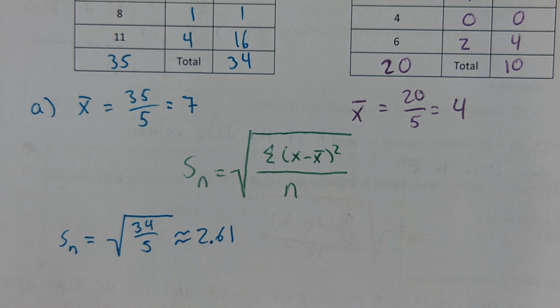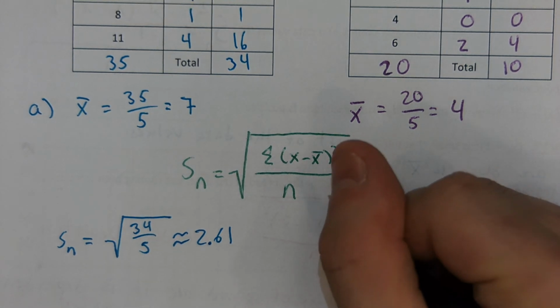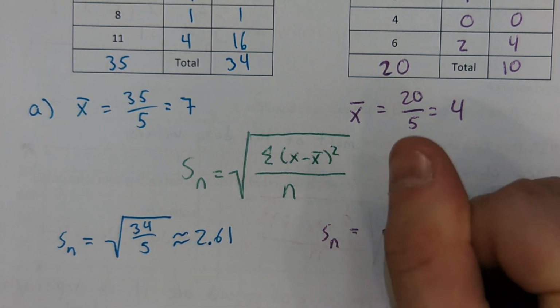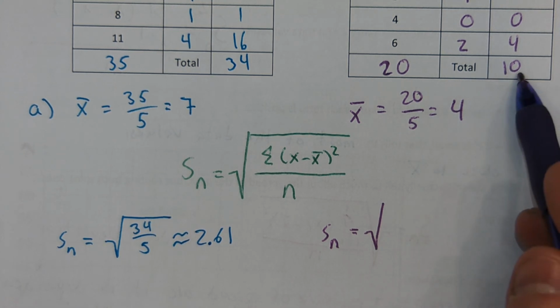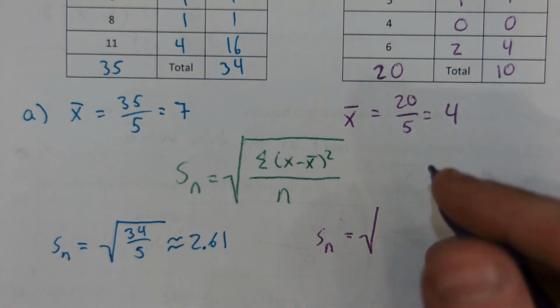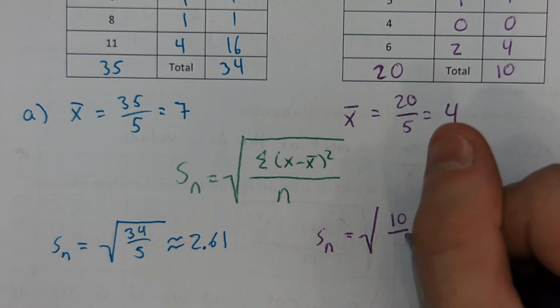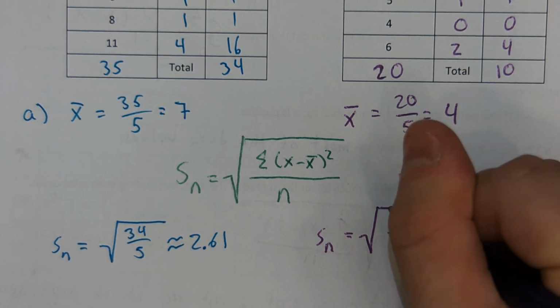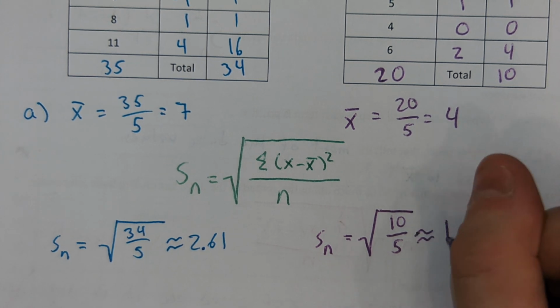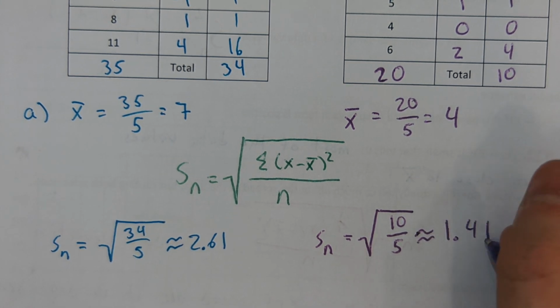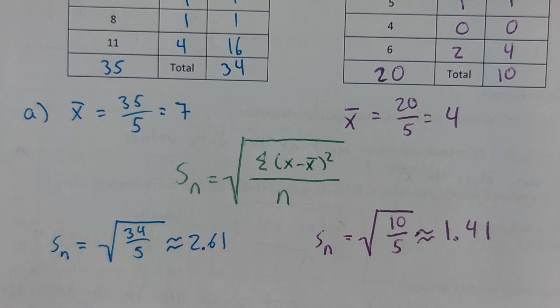Okay. Grab good old purple pen and do the same thing here. This standard deviation is the square root of 10 over 5. Whoa. That's the square root of 2. You might actually know that one roughly. About 1.41. So part A is finished. We have found the mean and standard deviation of each survey.